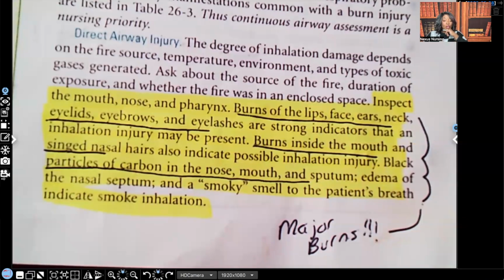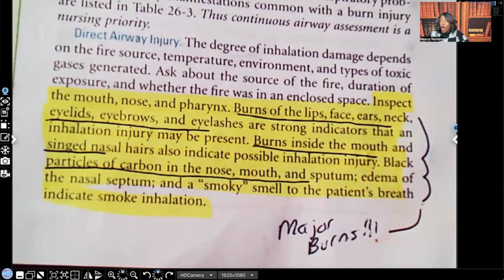Okay, let's keep going. It says burns inside the mouth and singed nasal hairs also indicate possible inhalation injury. Whenever you suspect that patient has breathed in that smoke, those noxious agents, we're going to be concerned about swelling, edema, obstruction of the airway. Let's keep going. It says black particles of carbon in the nose, mouth, and sputum, edema of the nasal septum, and smoky smell of the patient's breath indicates smoke inhalation.